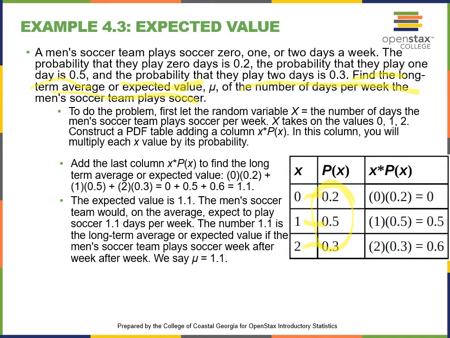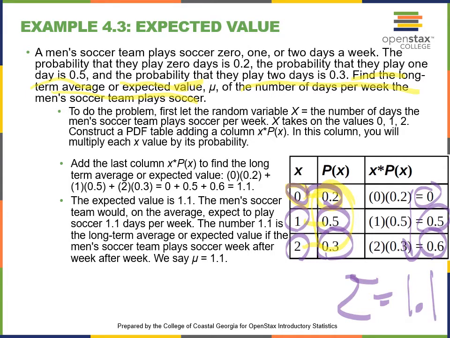So we would multiply this times this, the variable times its probability, and we get 0. 1 times its probability, we get 0.5. 2 times its probability, we get 0.6. And then if we add those together, the sum of all those would give me 1.1. So what we could say here is that the expected value is 1.1.